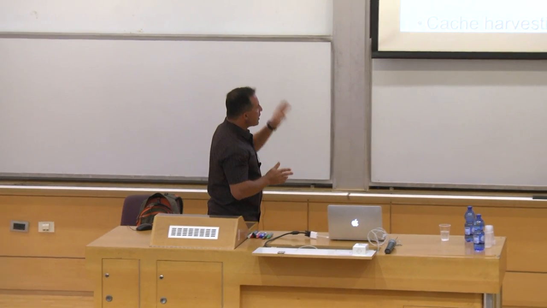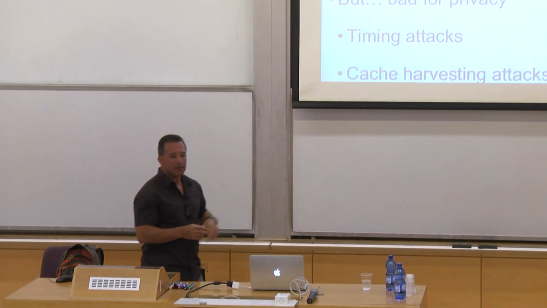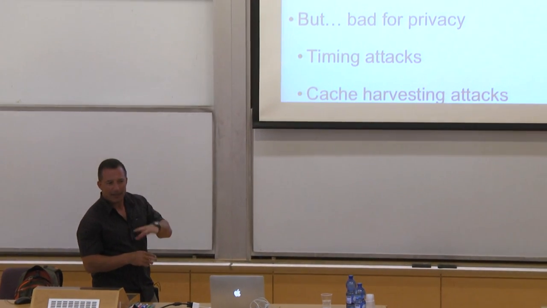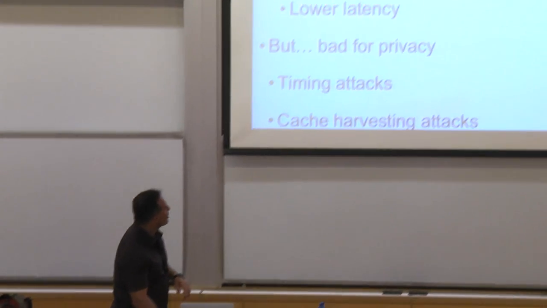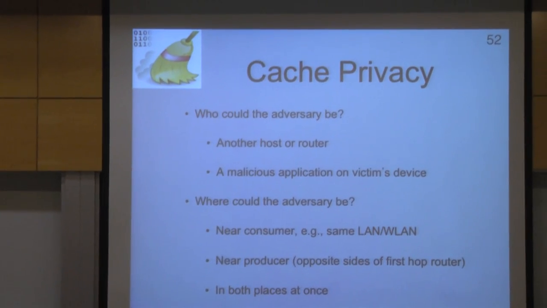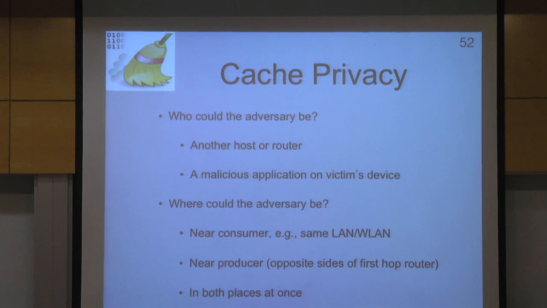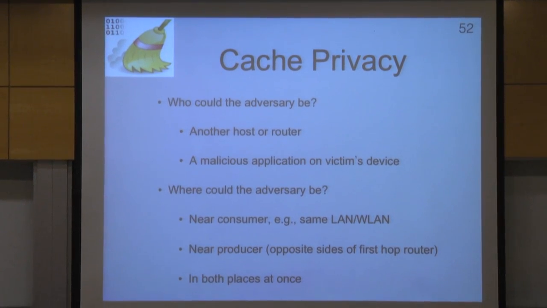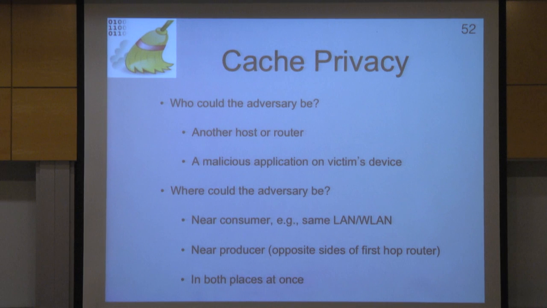And what's called cache harvesting is a terrific feature that can be easily disabled. I'm not going to spend time on it, but timing is an important problem. So let's first see who could be the adversary here. So the adversary is another host or a router.